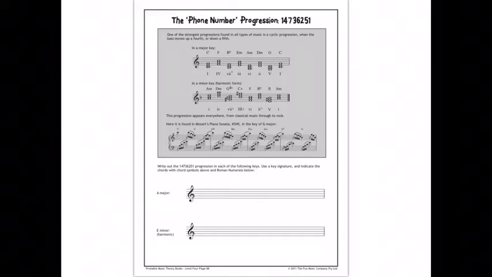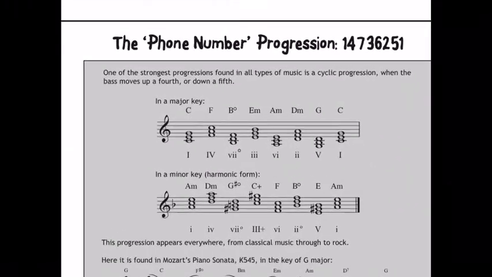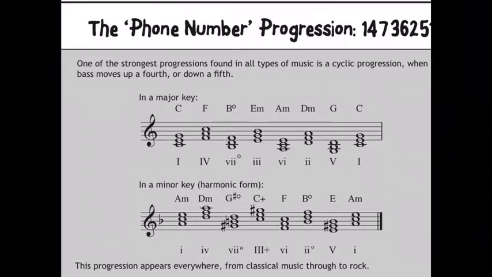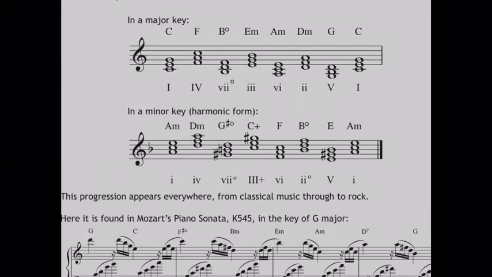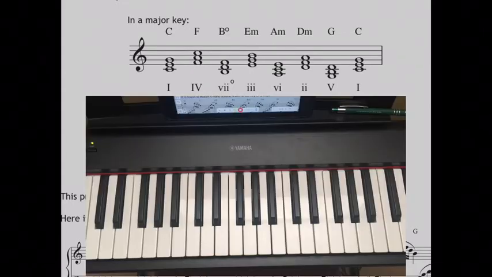We're going to talk about what's called the phone number progression, but that's really just a way to memorize what it looks like. So essentially what's happening here is you have an ascending fourths or a descending fifths progression. Okay, I'm going to show you on the keyboard so you can see it visually. I'm going to move this up here and then show you that C to F to B to E, etc. is indeed moving up in fourths.